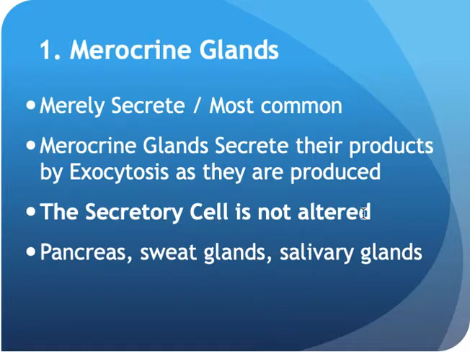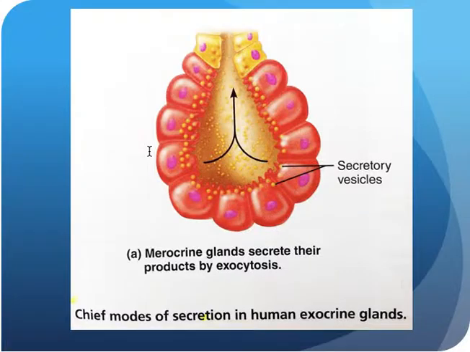This comes up in a lot of multiple choice questions too: which one is the secretory cell not altered? So I'm going to make sure that we list this here. Merocrine is the one where the secretory cell of the gland is not altered. Examples of these are the pancreas, sweat glands, and salivary glands. So it's merely secreting. You're going to understand as we look at the other ones why that's important. Here's a picture of a merocrine gland.